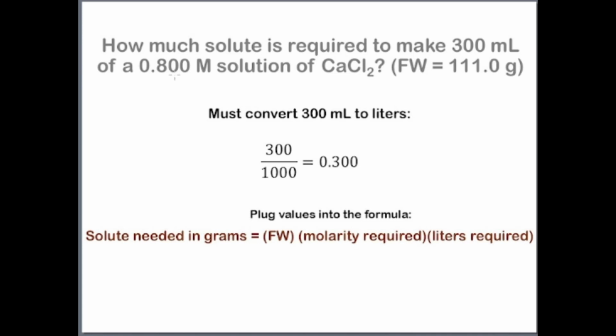So for example, again, same question, how much solute is required to make 300 mils of an 0.8 molar solution of calcium chloride? The first thing you have to do is convert 300 mils to liters, because that equation requires liters. You have to have this in liters. 300 mils divided by 1,000 is 0.3. That's how many liters you have. So now we're going to use our formula, our equation. We know that the units are going to cancel because I showed you that on the last slide. So we're going to take the formula weight, which is 111, times the molarity that we want, and that's going to be 0.8, times the number of liters we want.